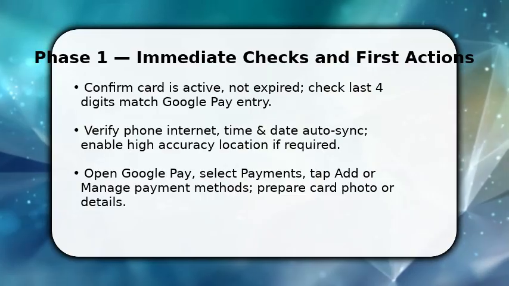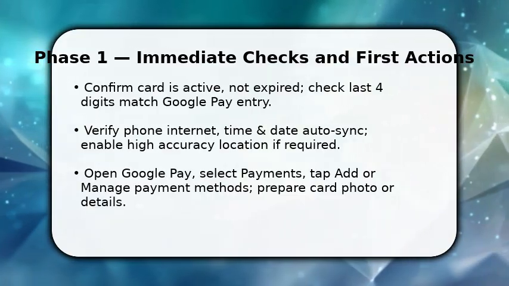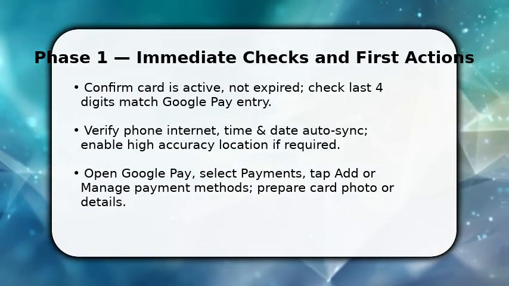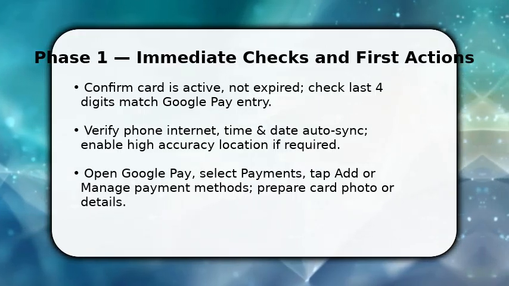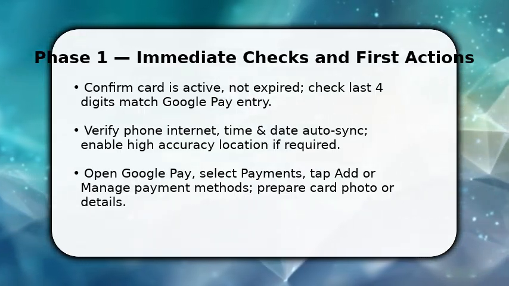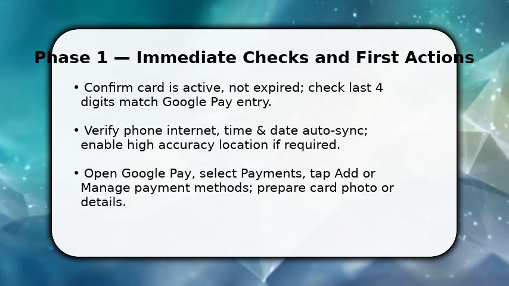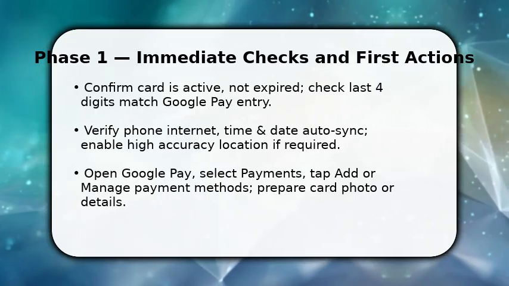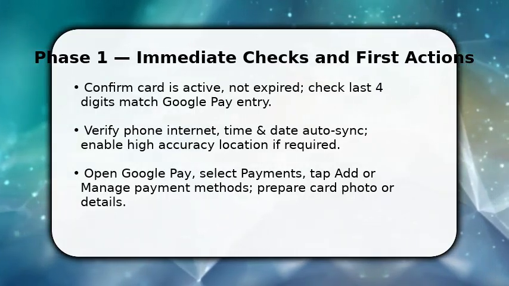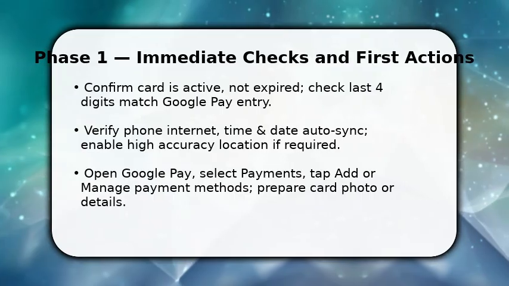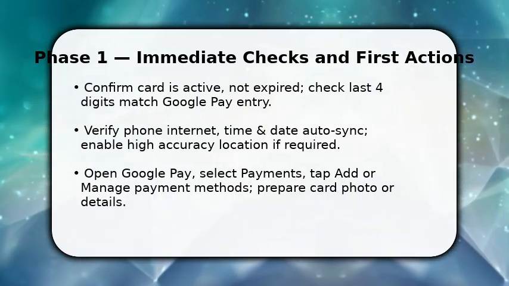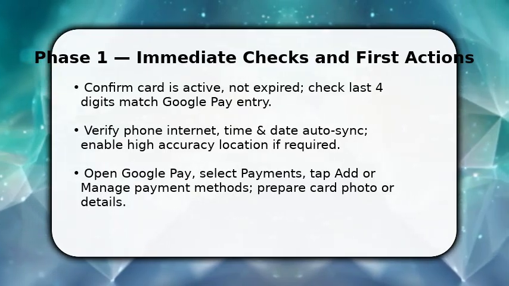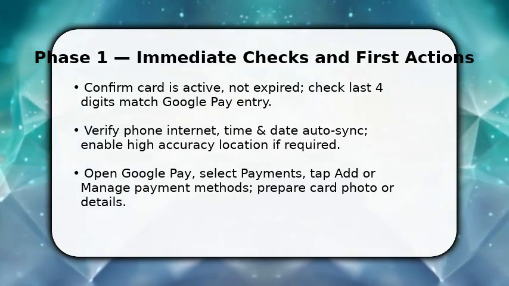Enjoy the video. You start by verifying essentials that block transactions. Make sure the debit card is active and the last 4 digits match what you saved. Next, confirm your phone has stable internet, correct time and date, and location services set to high accuracy. These affect verification. Open Google Pay, go to Payments, then Add or Manage Payment Methods, have the card and CVV ready. Once done, attempt re-adding or updating the card, so the service can rerun validation and return clearer error details.